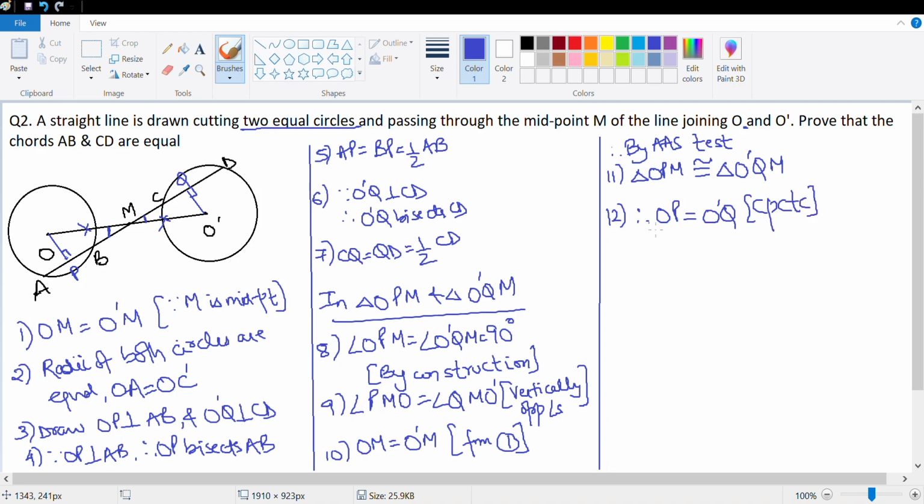Now, what does this mean? It means that in case these two chords are equidistant, which means the chords are equal. Now, let's just write that down.